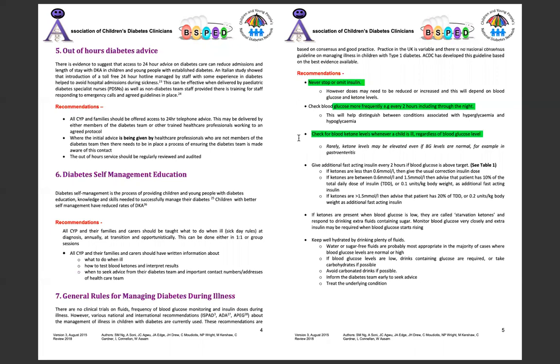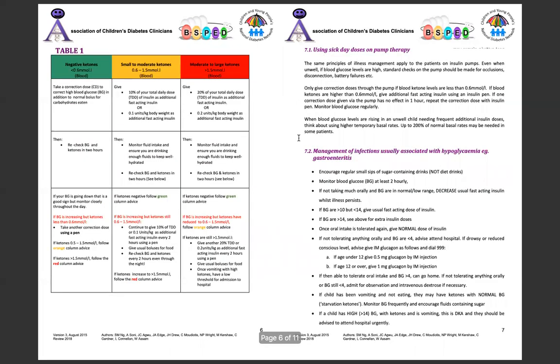Next, this box we already discussed. This is the most important box: negative ketone, moderate ketone, and high or large ketone. And pump therapy, we already discussed: if you give a correction dose by pump and the child's blood glucose is not going down, ketone is not going down, after 2 hours you check, and if still the blood glucose or ketone is not falling, then you have to give the correction dose with a pen. And you have to check the pump, is it really working or not. There is a special management of pump failure.